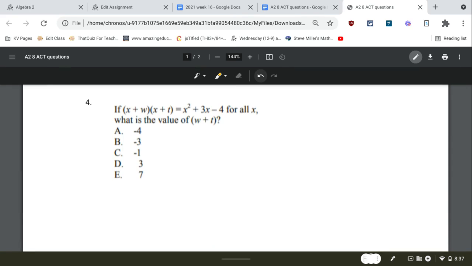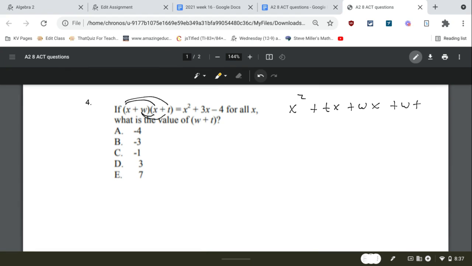Now, number 4 is kind of a cool problem. What they want you to do here, well, I guess you have to have done the distributive property a whole bunch to see what's going on here. But what I'm going to do is multiply out this expression. So x times x gives me x squared. x times t will be tx. And then this one's going to give me a wx. And the last one is wt.